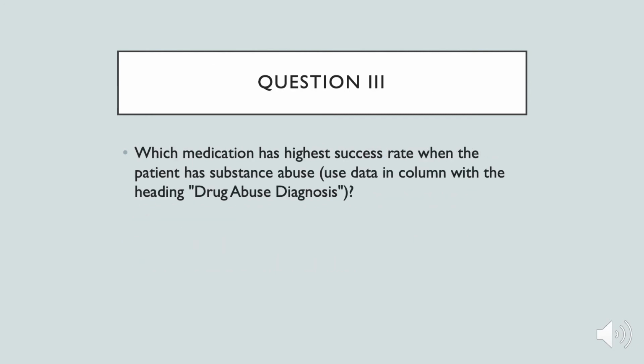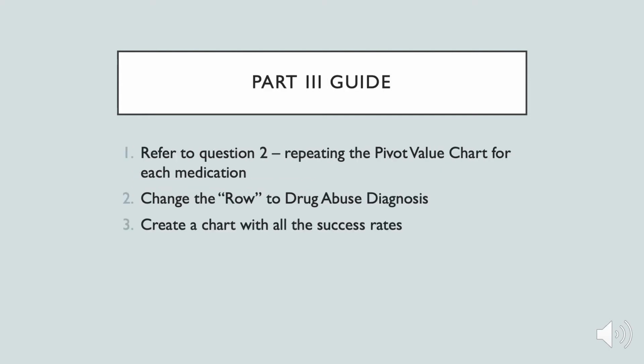So question 3 is, which medication has the highest success rate when the patient has substance abuse? In order to answer question 3, we'll refer back to question 2, repeating the pivot value chart for each medication, but then this time we will change the row to drug abuse diagnosis. Once you're done with those steps, create a chart with all the success rates.